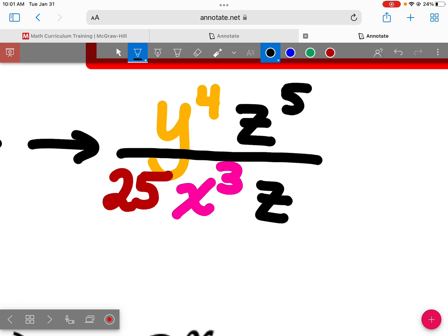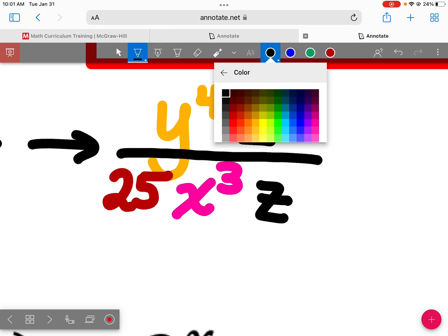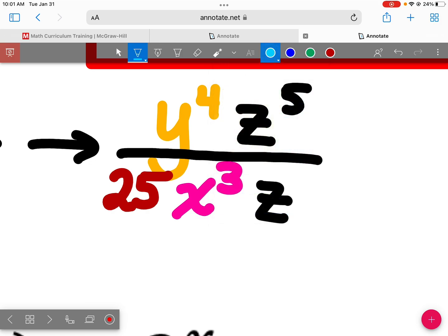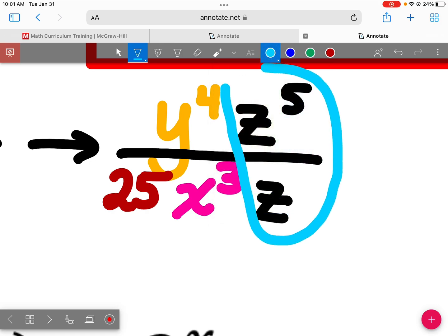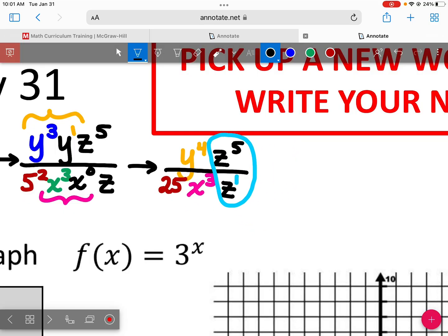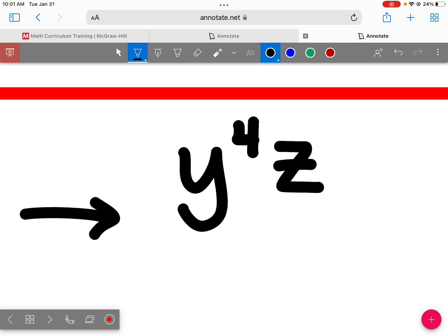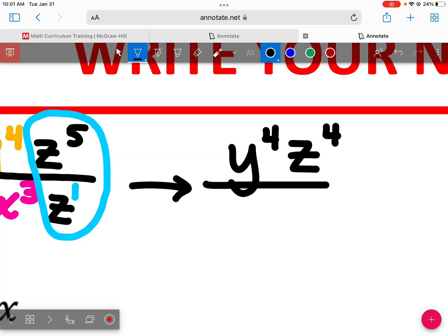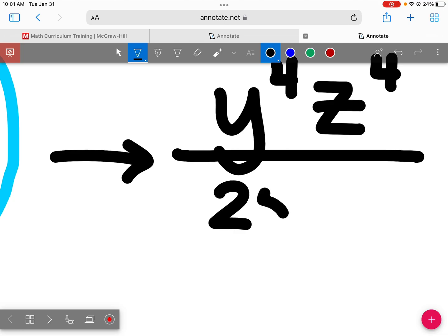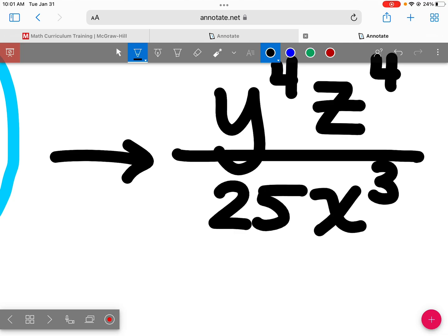I see one more thing that I could simplify here. It is the z's, yes. I have z to the 5th in my numerator, and I have z to the 1st in the denominator. So that 1 in the denominator is going to cancel with 1 up on the top, which would leave me how many z's up on the top? Z to the 4th, yes. So final answer here, I'm going to have y to the 4th, z to the 4th, over 25 x cubed.